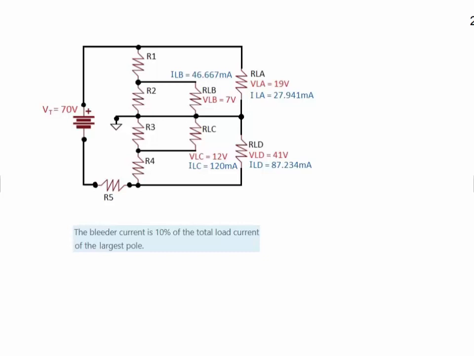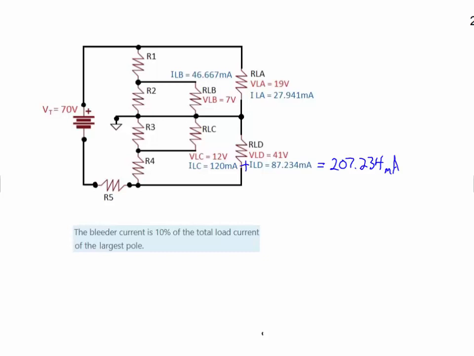So the first step in solving these circuits is to figure out which load is the largest pole. To do that, we're going to take loads that are in parallel and total them together. So if we look at load A and load B, we have load A at 27.941 milliamps and load B at 46.667 milliamps. So together those add up to 74.608 milliamps. But the other pole on the bottom, in reference to ground, load C is 120 milliamps, load D 87.234 milliamps. It should be obvious that that's larger. In fact, they add up to 207.234 milliamps. So that's going to be our largest pole.